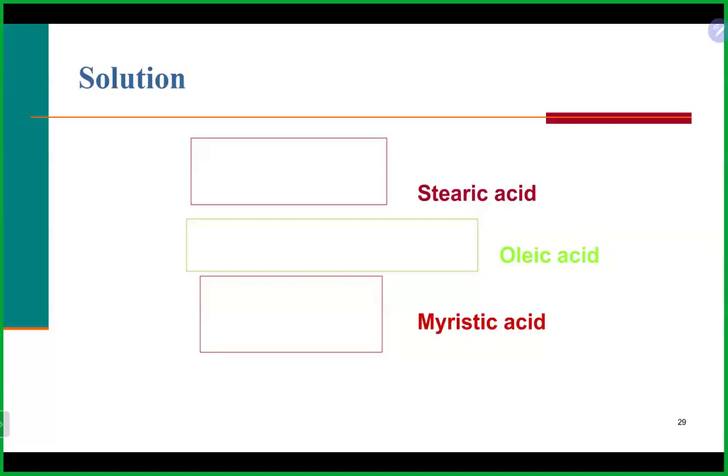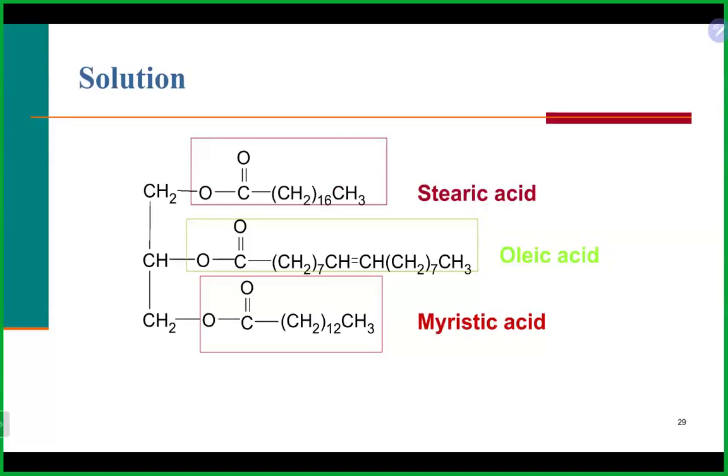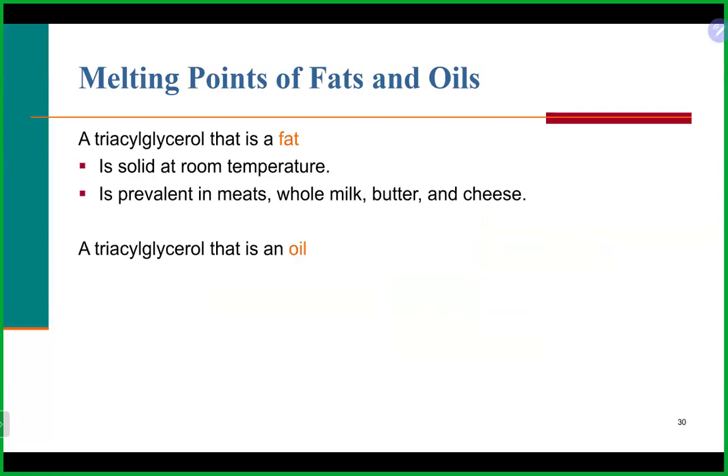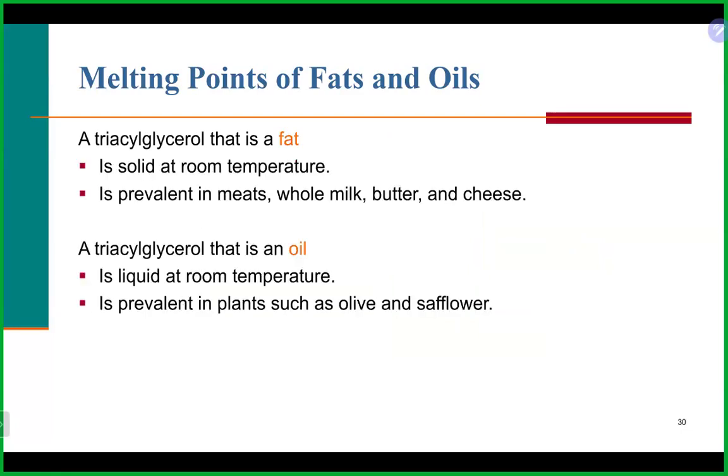You don't have to worry about what the fatty acids are here, so you don't have to name any of them. We will not worry about that question. As we just saw, a triacylglycerol that is a fat is typically a solid at room temperature. It is prevalent in meats, whole milk, butter, and cheese. Oils are more liquid at room temperature and will have a lot more unsaturation, whereas the more solid ones will be more saturated.